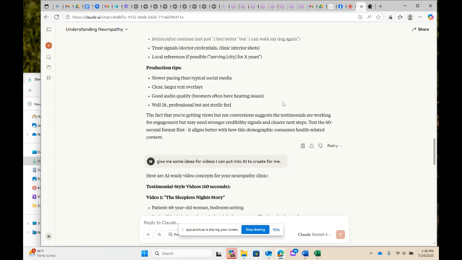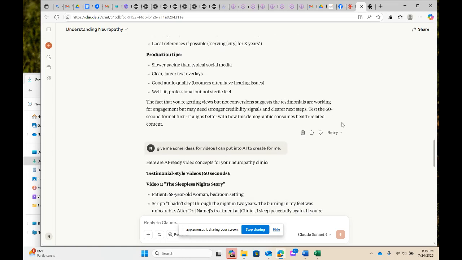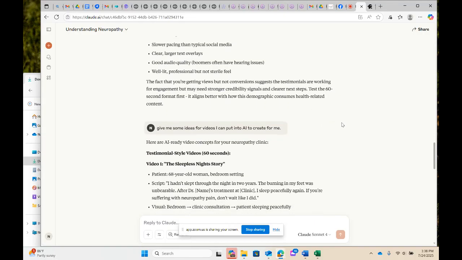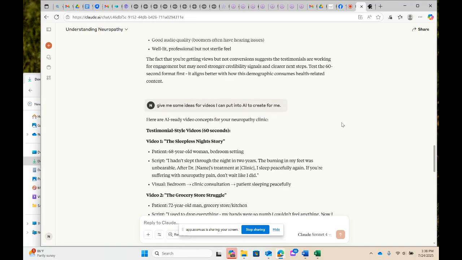The fact that you're getting views but not conversions suggests that the testimonials are working for engagement but may need stronger credibility signals and clearer next steps. Then test the 60 format. Aligns better with how this demographic consumes health related content.